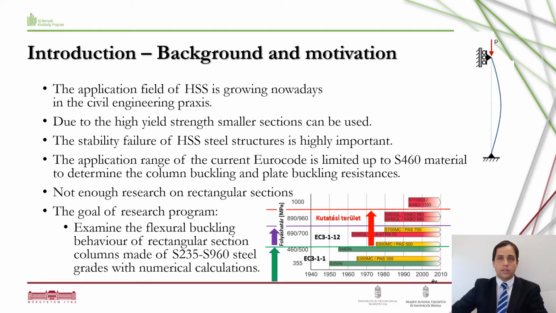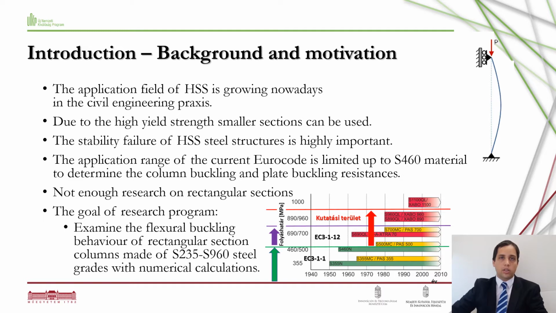In high-strength steel structures, due to high yield strength, smaller sections can be used. Therefore, the slenderness of the structural elements is usually smaller, so the stability failure modes are highly important. However, the application range of the current Eurocode is limited up to S460 material grade to determine the column buckling and plate buckling resistance.